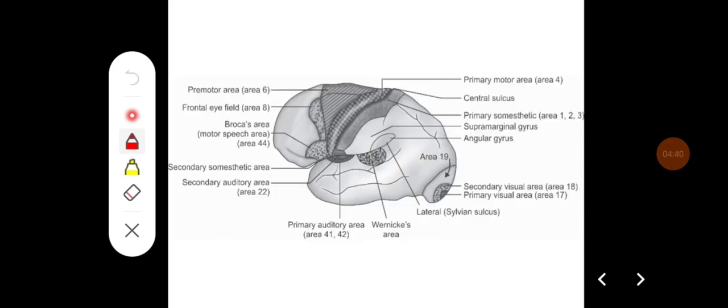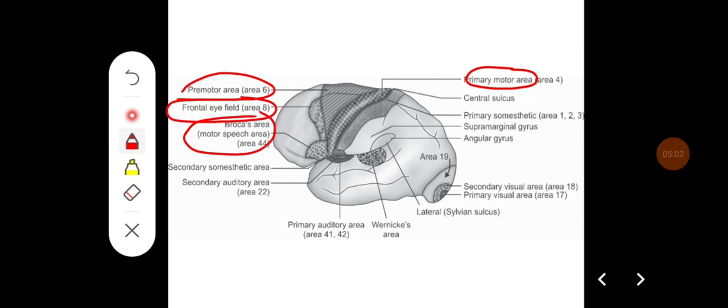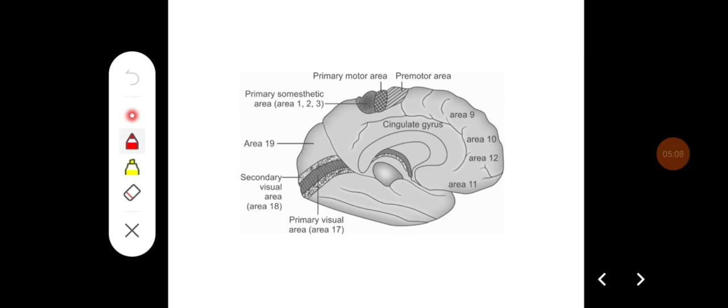So this diagram shows the primary motor area, which is just in front of the central sulcus, then premotor area 6, just in front of the primary motor area, then frontal eye field, that is area number 8, just in front of premotor area. It also shows the Broca's area, that is area number 44, which is a motor speech area. And this is the medial surface of the frontal lobe, where it shows the area number 9, 10, 11 and 12.